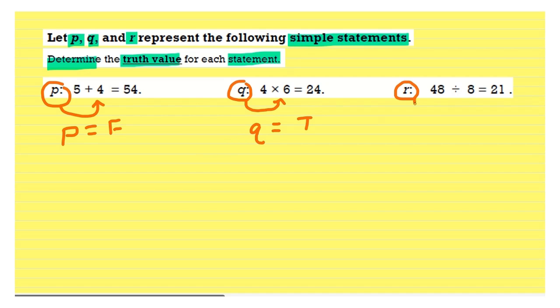R has been assigned to the third mathematical statement, 48 divided by 8 equals 21. Well, is 48 divided by 8 equal to 21? No, that is a false statement. So that means the R variable represents a false statement.